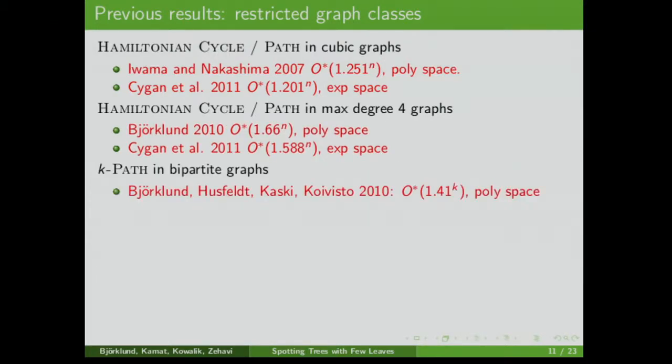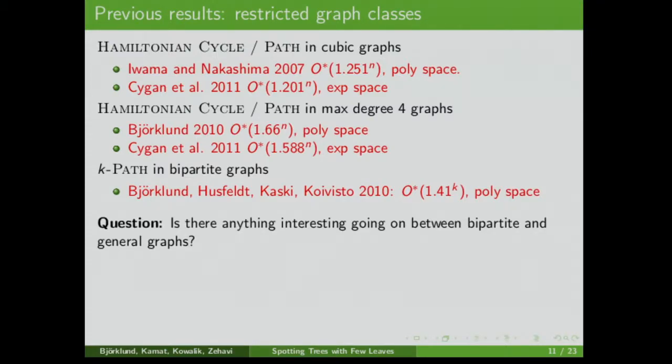And another interesting direction is this result. In the same paper, you can see that in bipartite graphs, you get square root of 2 to the k algorithms. There is a natural question, I think. What happens between bipartite graphs and general graphs? And what is between? The answer is quite clear. These are d-colorable graphs. So bipartite are two colorable, and what about three colorable, four colorable, and so on.